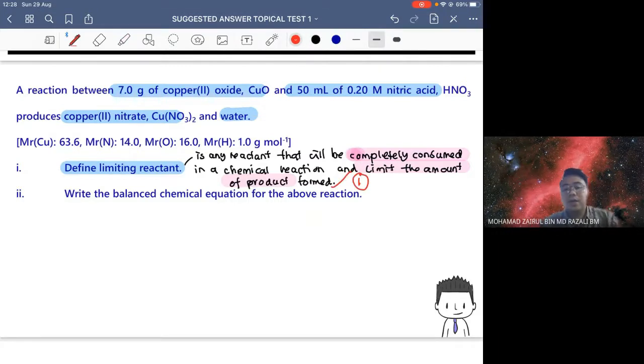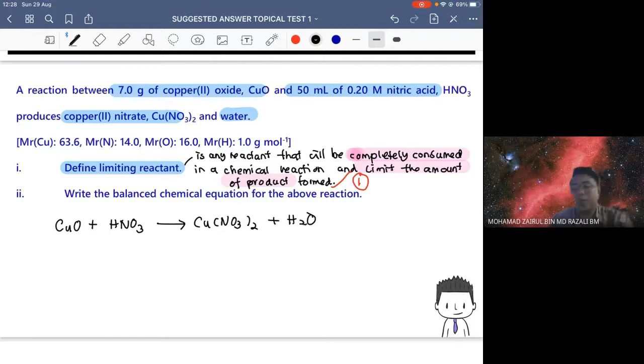Okay, write the balanced chemical equation for the above reaction. Okay, so CuO plus nitric acid produce copper nitrate plus water. Okay, make sure awak punya equation balance. Okay, kalau awak tengok, kita satu nitrate, kita dua nitrate. So nak balancekan kita akan tambah 2. So awak balancekan ini dengan betul, awak dapat lagi satu markah.